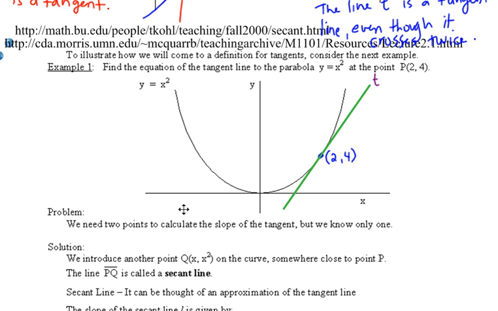So we need 2 points to calculate the slope of the line. Right now, how many points do we know on this line? 1. Uh-oh. And we don't know the equation of the line because that's what we're trying to find. We know a bunch of points that aren't on the line, okay? This is a problem. Right now, do you have enough information to find it?